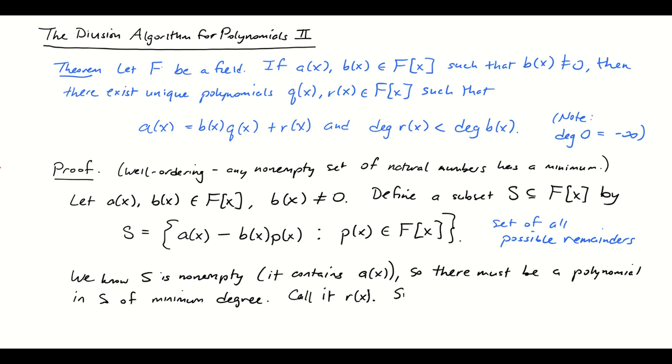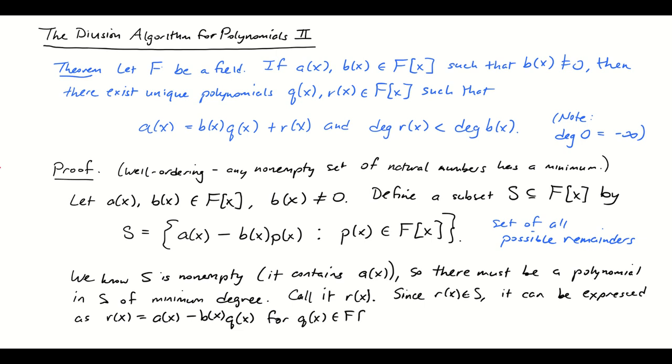All right, so since r of x belongs to this set S, it can be expressed in the form r of x equals a of x minus b of x, q of x, for some q of x in F bracket x. Now, why am I doing that? Well, first of all, I know that r of x belongs to this set, and what it means to belong to this set is it is of the form a of x minus the divisor times something, some polynomial.